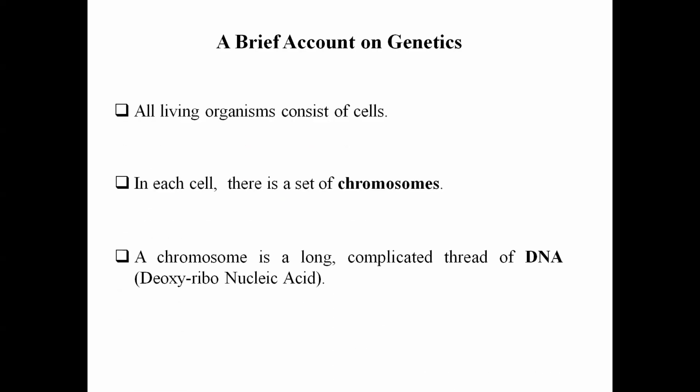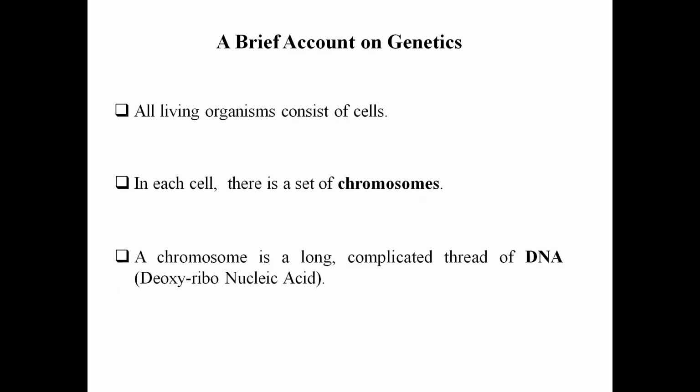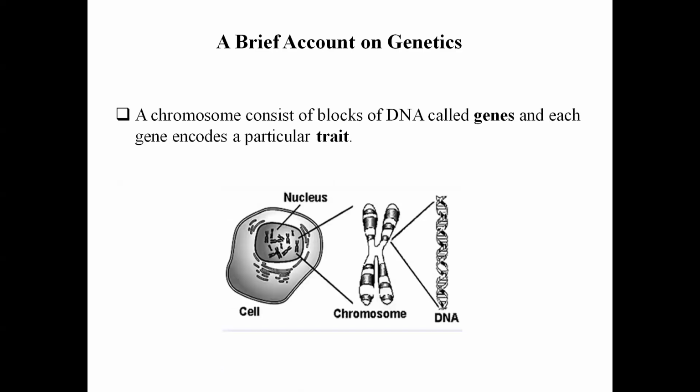Before moving on, we should know what is meant by chromosome, because in a genetic algorithm it's a very important term. In general, a chromosome is a set of genes joined together. It's a long, complicated thread of DNA, that is deoxyribonucleic acid, and it consists of blocks of DNA called genes. You'll have many blocks of DNA called genes, and each gene of a person encodes a particular trait. So you have a nucleus in a cell, and inside this you have multiple chromosomes.